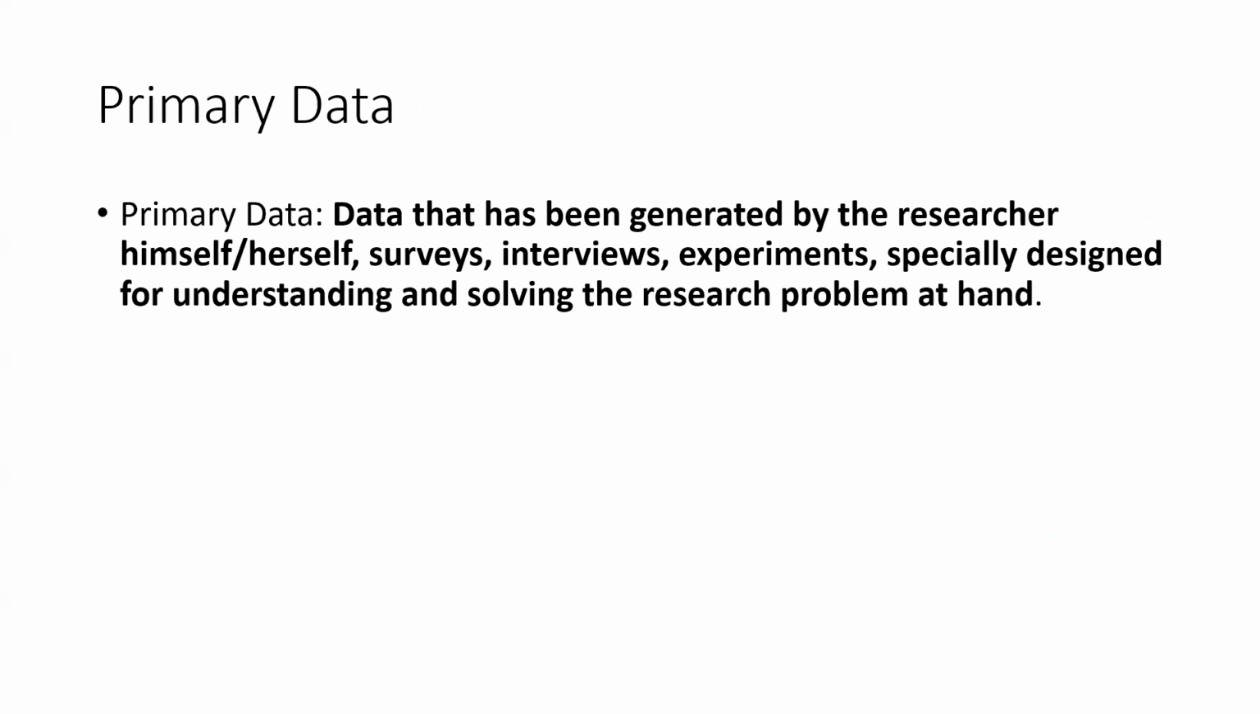Primary data is data that has been generated by the researcher himself or herself through surveys, interviews, experiments, or which were specifically designed for understanding and solving the research problem at hand. So this is data which you collected, your organization collected, individuals who work for you collected in your laboratory or whatever. That is primary data. Some individuals get confused and think, okay, well, if I sent my people out to collect the data, that is secondary data. No, that's primary data. Since it was your people who went out and collected your data, that is primary data. If it's data which was collected within your organization that you then accessed, that is still primary data.